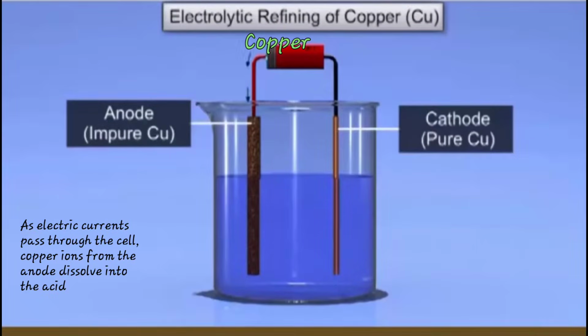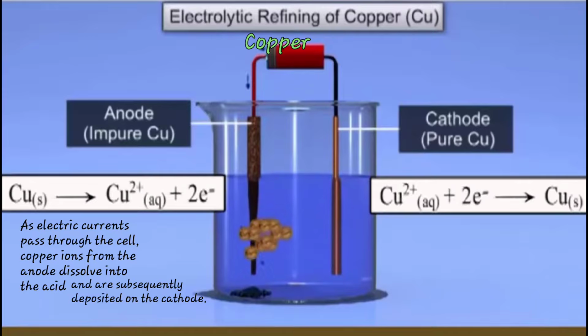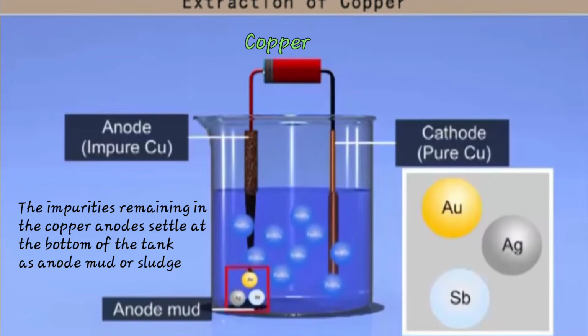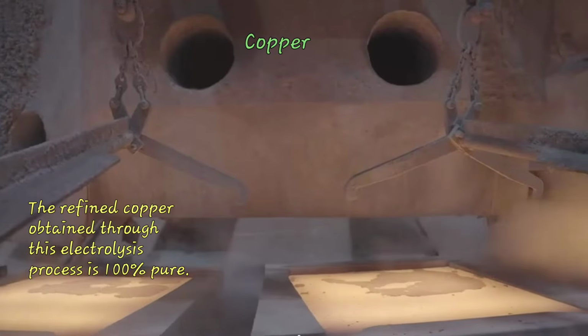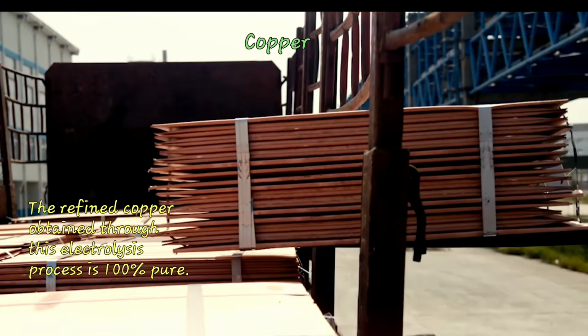As electric currents pass through the cell, copper ions from the anode dissolve into the acid and are subsequently deposited on the cathode. The impurities remaining in the copper anodes settle at the bottom of the tank as anode mud or sludge. The refined copper obtained through this electrolysis process is 100% pure.